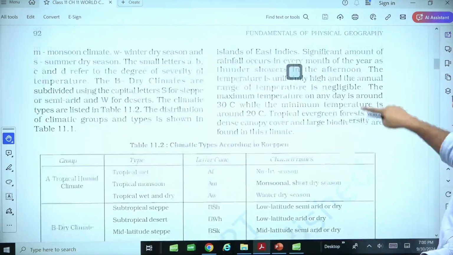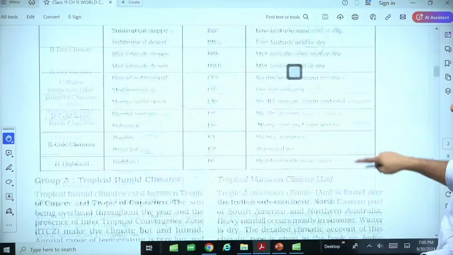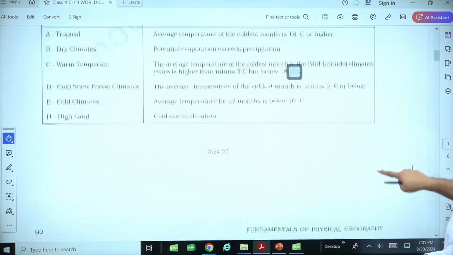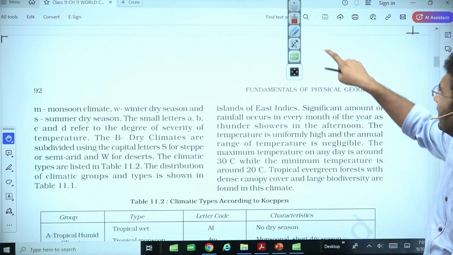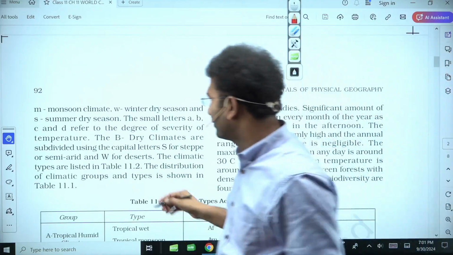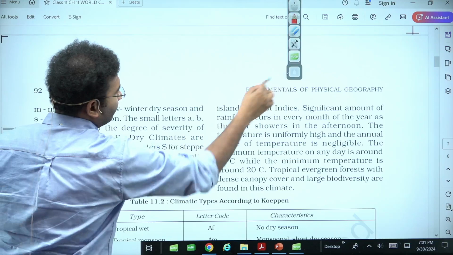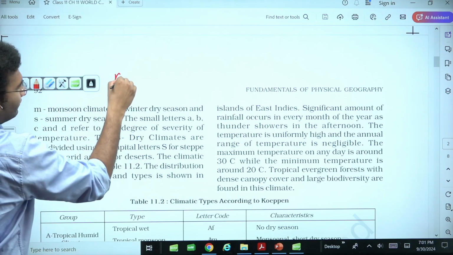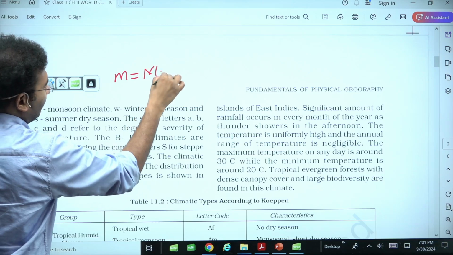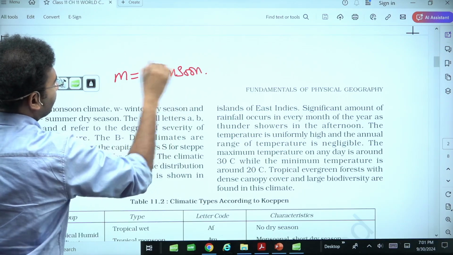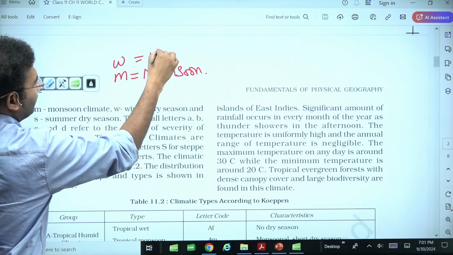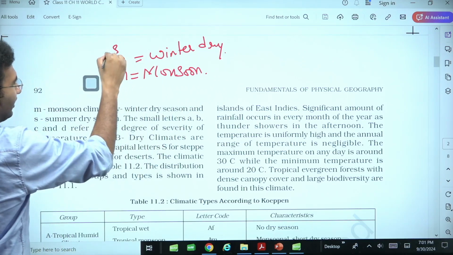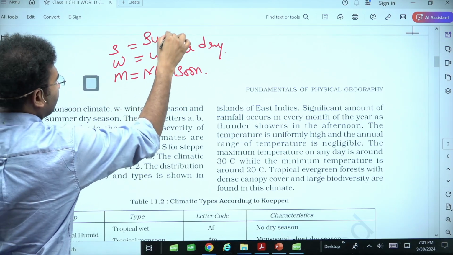What do you mean by F? What do you mean by other types? Let me show it to you. In the same chapter, they'll write it here. M का मतलब क्या होता है? Look here. M is equal to monsoon type of climate. Small w is equal to winter dry, and small s means summer dry.